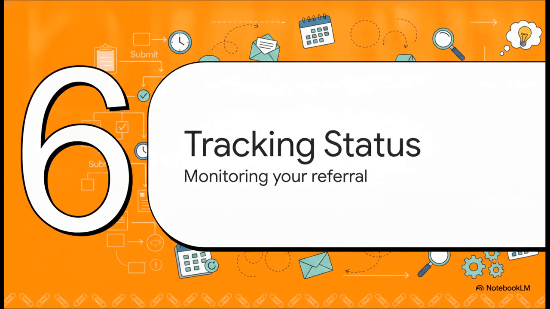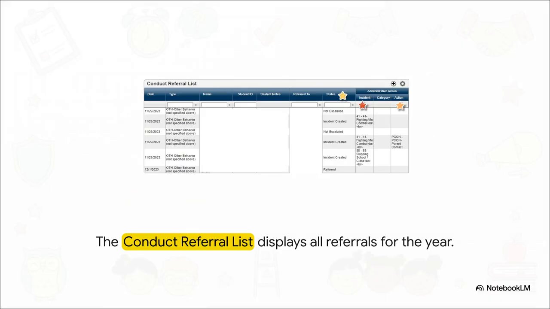Section 6. Tracking referral status. So, how do we close the loop? In the Teacher Access Center, there is a Conduct Referral List icon. When you click that, it opens up a dashboard displaying all your past and current referrals for the whole school year. You can see the date, the students involved, which administrator is reviewing it, and most importantly, the current status and any administrative action taken, like a parent contact or an assignment to a reflection room.